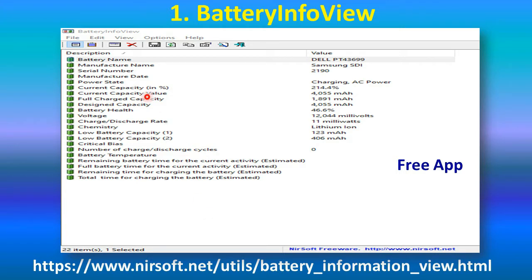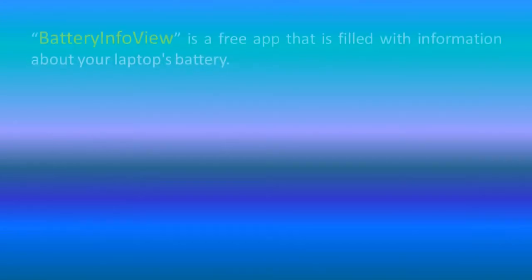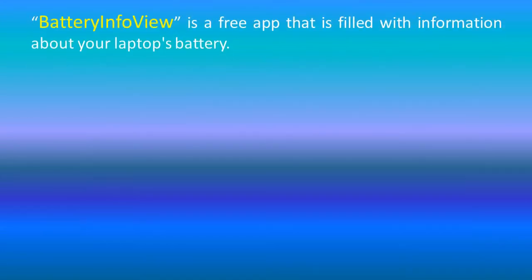This screenshot shows the battery name, manufacturer name, serial number, manufacture date of the battery, the power state of the battery, current capacity in percentage, current capacity value, fully charged capacity, design capacity, battery health, voltage and so on, which includes battery temperature also. Battery Info View is a free app that is filled with information about your laptop's battery.